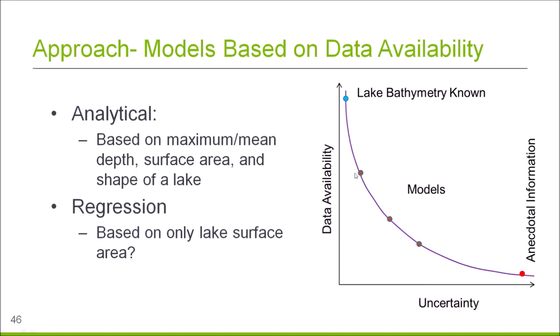If you have a lot of information, you can also minimize the uncertainty a lot. So basically we looked at two different options. One is the analytical, whether we can do some sort of mathematical expression and model the volume of lake water. The next approach is, can we develop some sort of regression relationship between information that we know very easily, for example lake surface area, and relate that with water volume, definitely using known lakes.